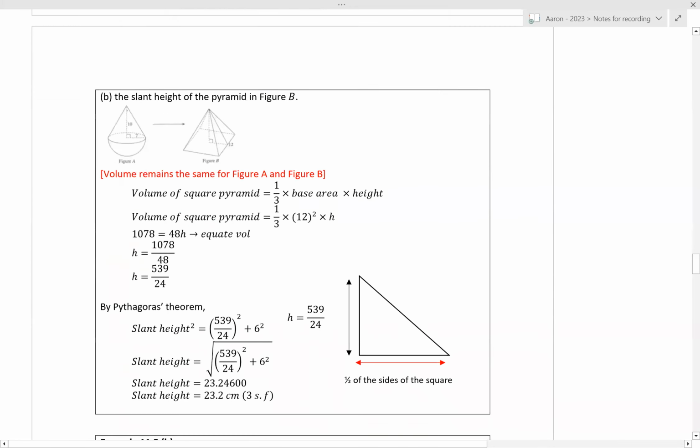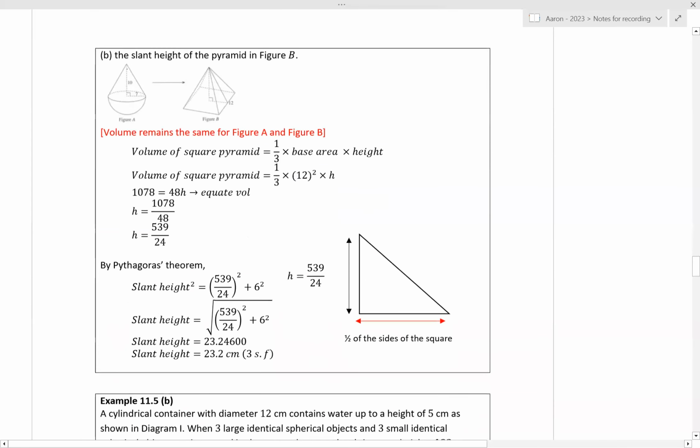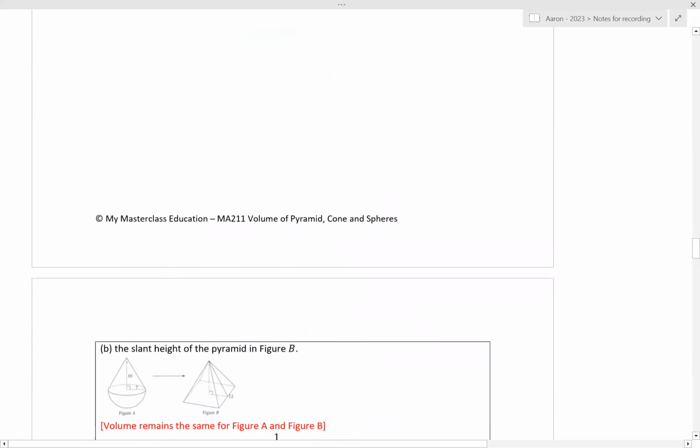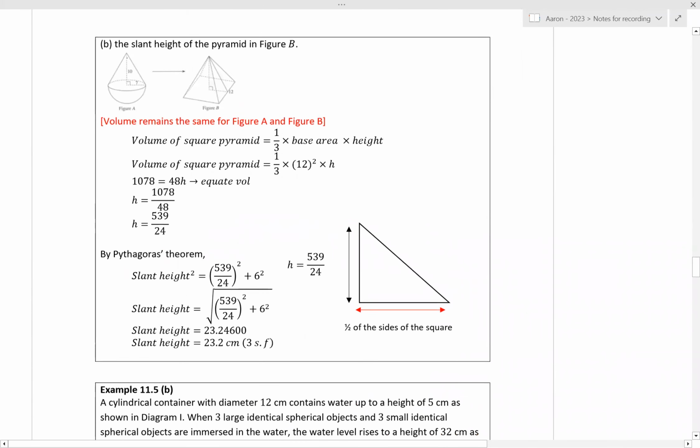For part B, you are asked to find the slant height of the pyramid in figure B. Based on the concept that your volume remains the same, essentially the volume of your pyramid is what we calculated above, 1078. So I can equate to the formula for volume of pyramid, which is 1/3 times base area times height, which is the height of the pyramid itself.